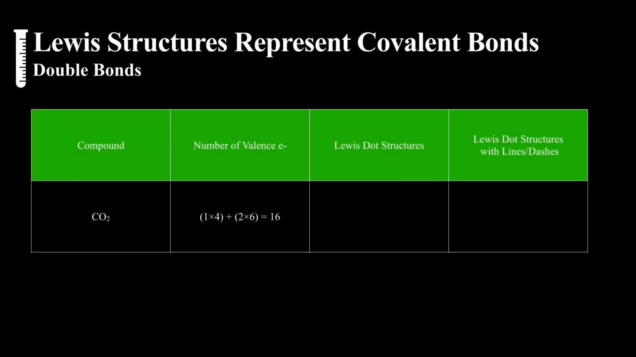CO2. 1 times 4 for the carbon, 2 times 6 for the oxygen gives me 16. So I'll draw the oxygens in blue, the carbon in pink, and you can see that when I represent this, I have 2 sets of dots in between the oxygen and the carbon on either side. I'll represent those with double bonds. So carbon's going to feel like it has achieved octet, 2, 4, 6, 8. Oxygen's going to feel like it achieved octet, 2, 4, 6, 8 on both of them. And so that's a high stability.